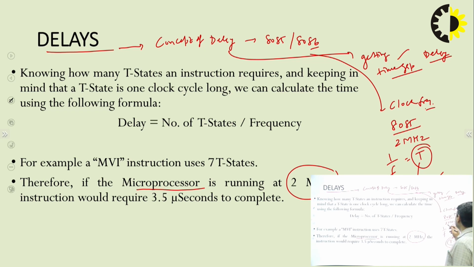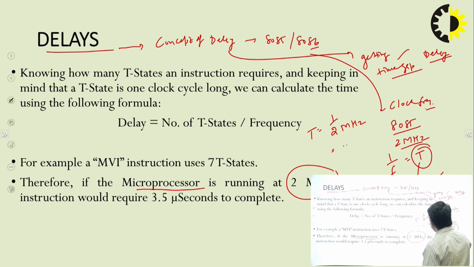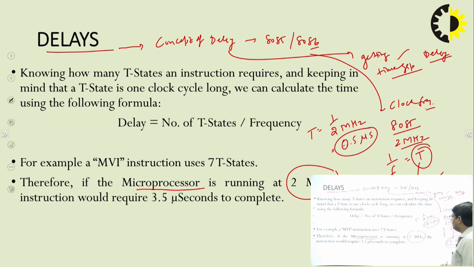For example, if the frequency is 2 megahertz, the time period will be 1 upon 2 megahertz, that is 0.5 microsecond. So the time period corresponding to one T state is 0.5 microsecond.